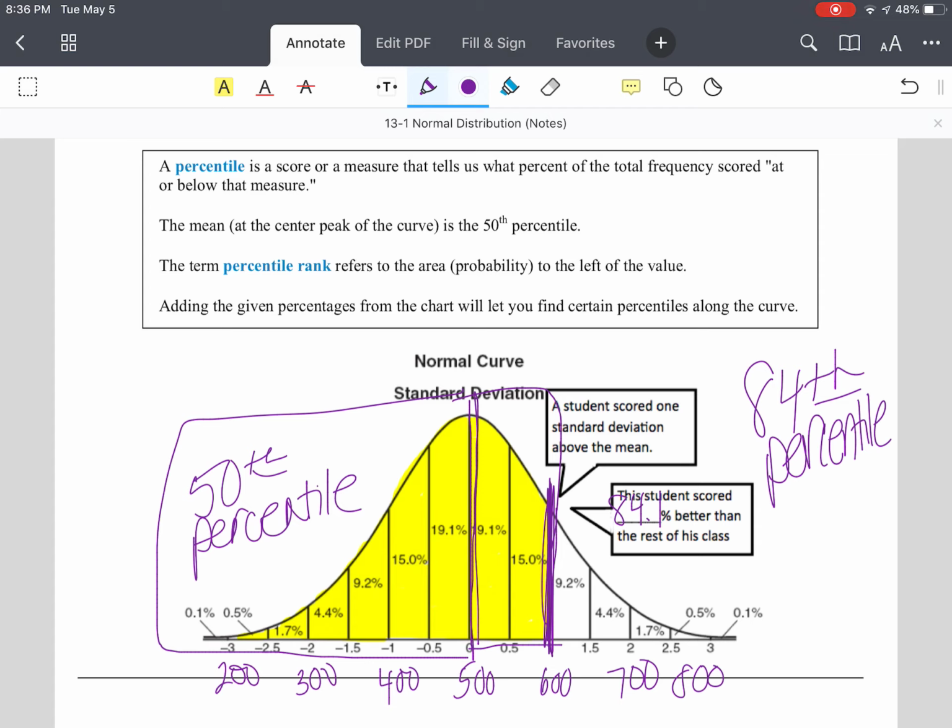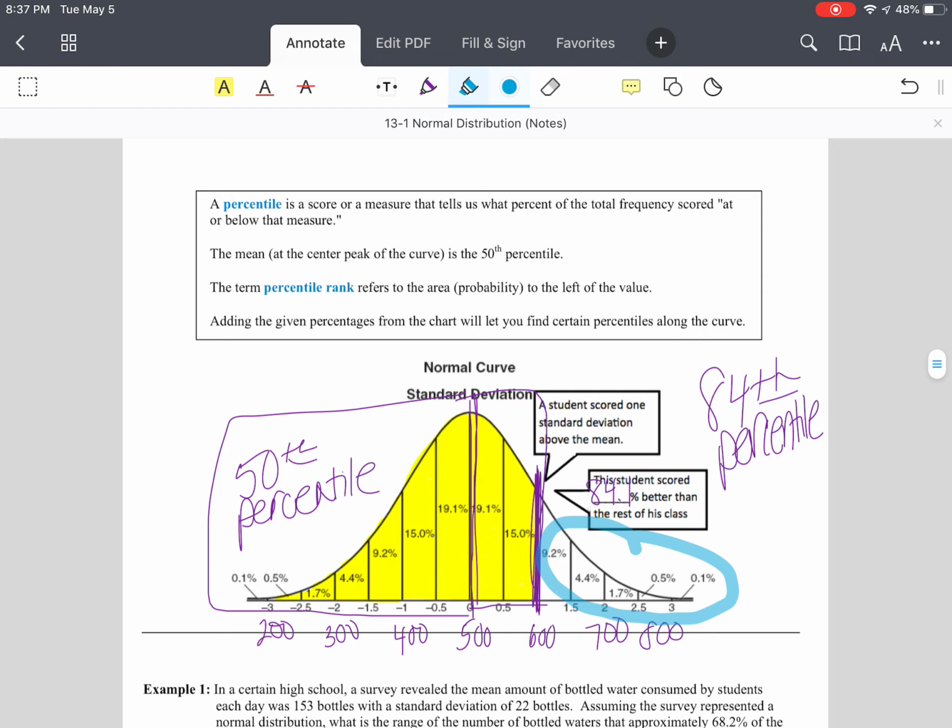Okay. And just for some context, if you take 100 minus 84, because 100% of people took it, only 16% did better than you. And the people that did better than you are the ones still in the white, these people that I'm going to circle. These percentages are the ones that did better than you, but you did better than the ones in the yellow, for someone who got a 600. Okay. So again, percentile, you add up from the left all the way until you get to your score, whatever score you're talking about.